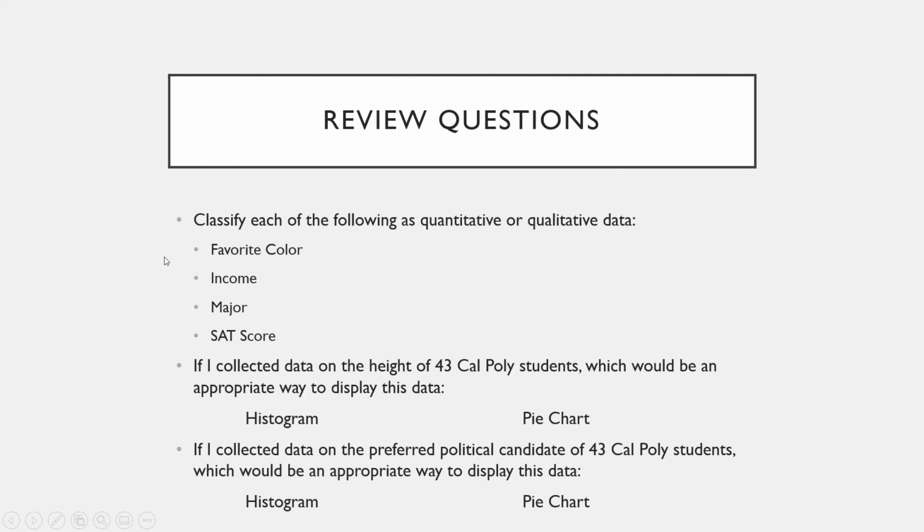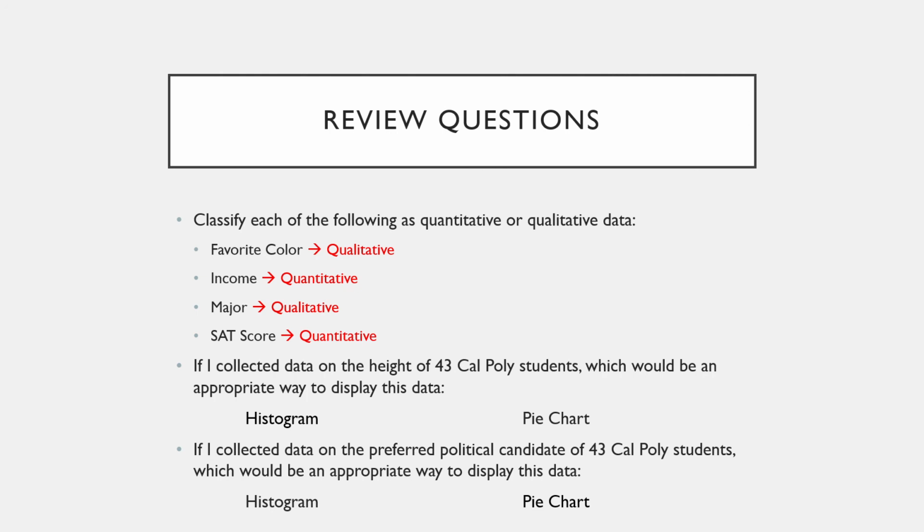Favorite color, that would be something that's qualitative, right? We can't put a number on that. We can't express that numerically. Income, on the other hand, would be quantitative. That's answered numerically. You make $2,000 a year, or $50,000 a year, or $1 million a year. That's some kind of number that we can use to express that data. Major would be qualitative. That's not a numerical response. That's some kind of category. I'm an architecture major, or a business major, or an English major, right? SAT score, this is something that's quantitative. You score 400 or 300 or 800 or whatever. This is something that we can express numerically.